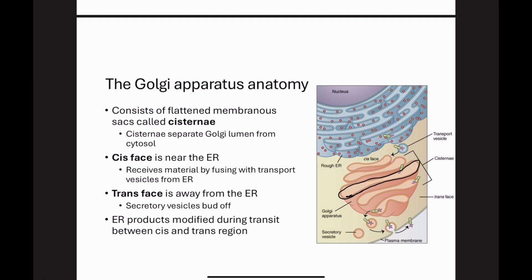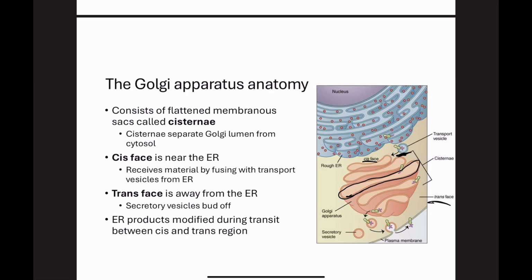So our Golgi apparatus is going to have a cis face, and that cis face is always going to be near the endoplasmic reticulum. And that cis face is going to receive materials by fusing with the transport vesicles from the endoplasmic reticulum, such as this one. And then the Golgi is also going to have a trans face, and that trans face is always going to be away from the endoplasmic reticulum.